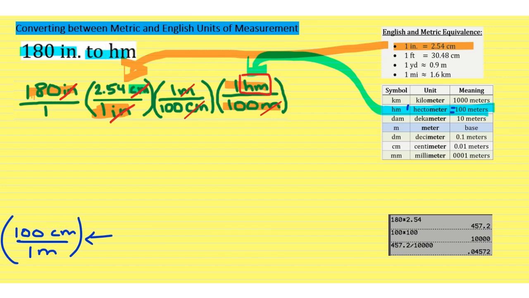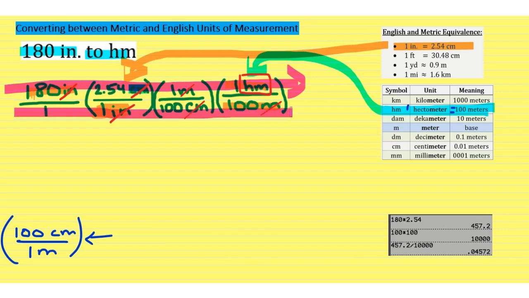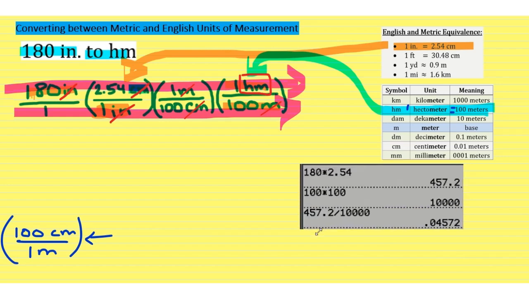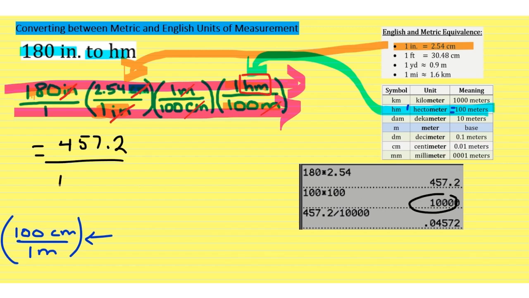So now we can go ahead and multiply straight across all the numerators and multiply straight across all the denominators. And when I do that, it is going to give me 457.2 in the numerator and 10,000 in the denominator. And then when I divide that out, it's going to give me 0.04572.